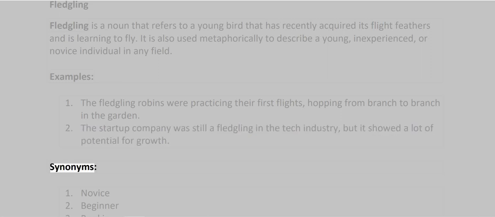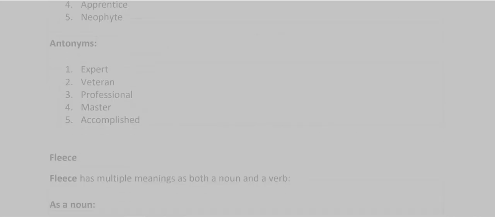Synonyms: 1. Novice. 2. Beginner. 3. Rookie. 4. Apprentice. 5. Neophyte. Antonyms: 1. Expert. 2. Veteran. 3. Professional. 4. Master. 5. Accomplished.